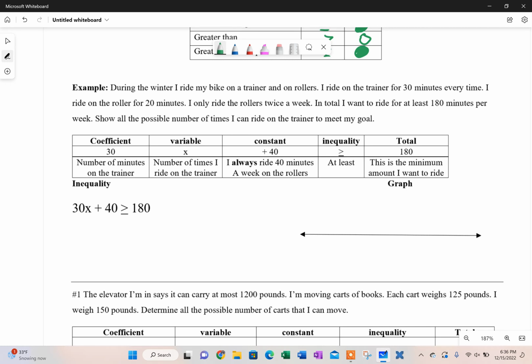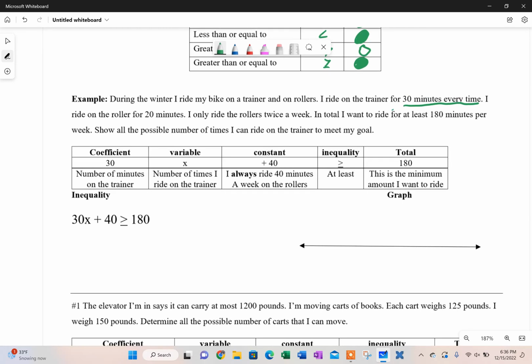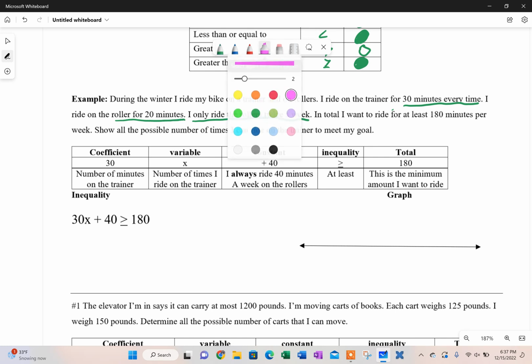All right, so it says during the winter I ride my bike on a trainer and on rollers. I ride on the trainer for 30 minutes every time. Every time I go on the trainer, it's for 30 minutes. I ride on the roller for 20 minutes. I only ride the rollers twice a week, so that's important here. I only ride on the rollers twice a week, but when I do, I ride on the rollers for 20 minutes, all right? I could probably use a highlighter, probably make more sense.